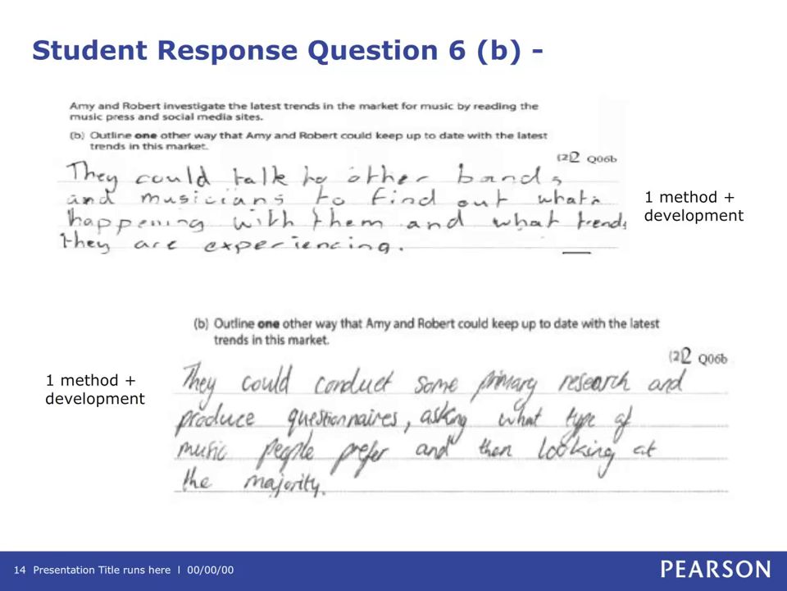Awardable answers are: Robert could visit record shops to observe what is being bought. 1. To get a sense of what is popular. 1. Amy could speak to other musicians at concerts. 1. To find out what others are producing. 1.